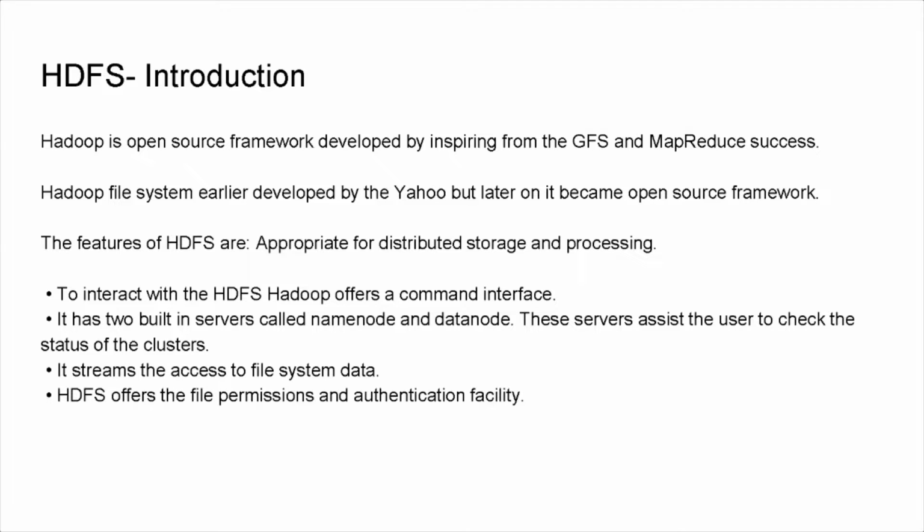HDFS stores a large amount of data and it offers faster and easier access. The data is stored in files, and the files are stored on many machines. The files are stored in a redundant way to protect the system from data loss in case of failure. The Hadoop Distributed File System makes applications accessible to parallel processing. The features of HDFS are appropriate for distributed storage and processing.